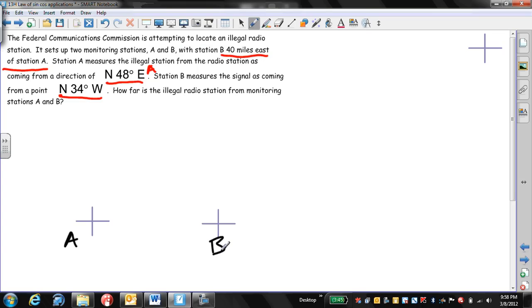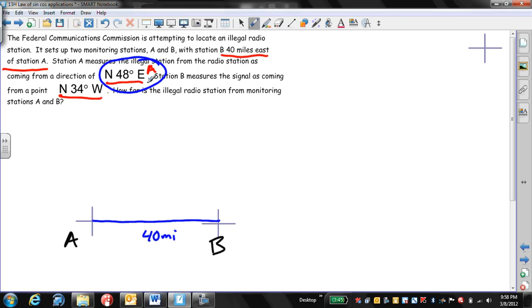Now let's call the illegal radio station point C. So let's go ahead and draw this in. The first thing I'm going to do is draw a line in between those two locations, and it says that this is 40 miles. Now the next thing it says is, let's do Station A right here.